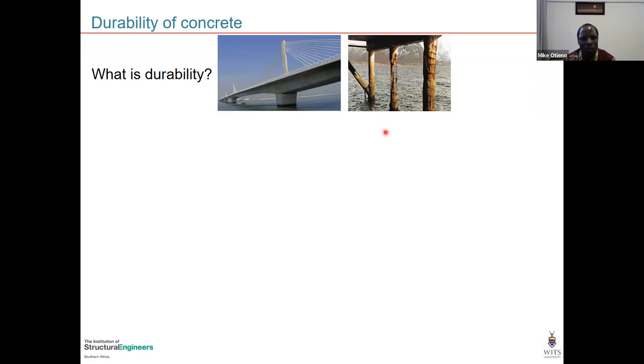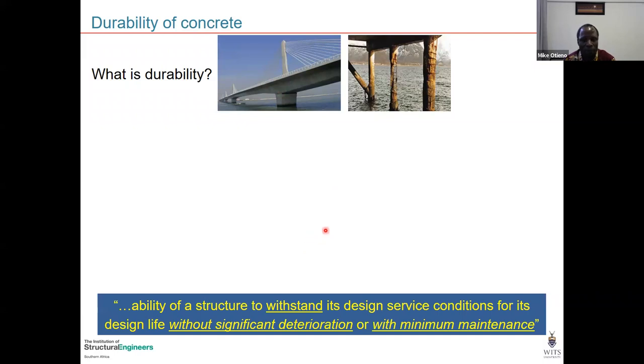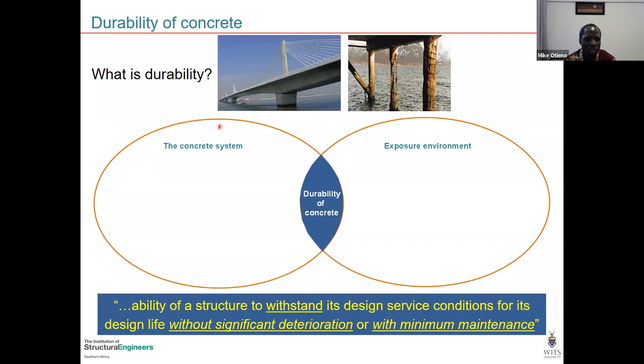So from a definition point of view, if we define durability, we're talking about a structure, and it should be able to survive in its design service condition, that's the exposure environment, without any significant deterioration. Or if there is deterioration, we can fix that with minimum maintenance. So basically that's what durability is about in a nutshell. It has two components. The first component is the concrete system, which is what we are focusing on today. And then we have a second component, which is the exposure environment. So these two components are quite important. And that's why we say that durability is really a context and environment related parameter. We really need to think about the concrete context and also the environment so that we can define durability. I'm hoping that by now you could respond to my question appropriately, but we will proceed.